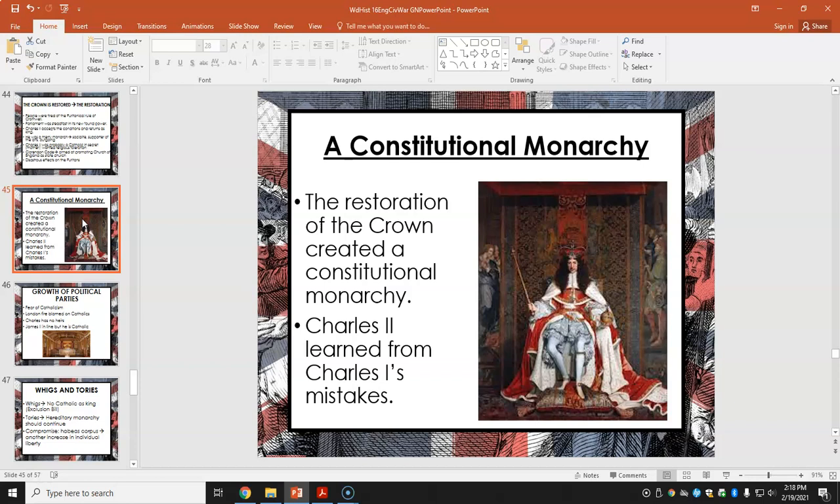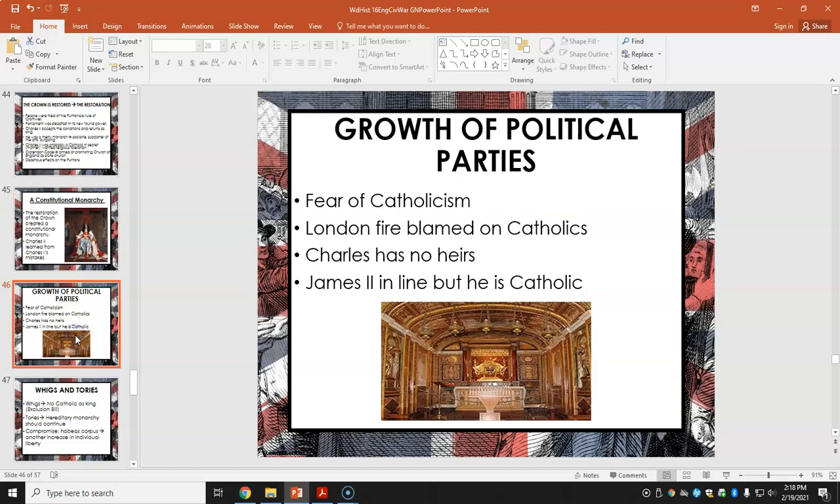So Charles II learns from Charles I's mistakes, and he is trying to kind of appease everybody. Also during this time, there's growth of political parties, mainly due to fear of Catholicism. There is a London fire, a big fire that goes through London. They blame it on the Catholics. Charles has no heirs, but James II is going to be in line because he is Catholic. And this is going to be a big deal because, again, we go back into Catholicism versus Puritanism.